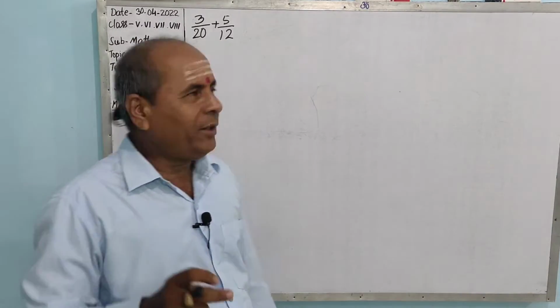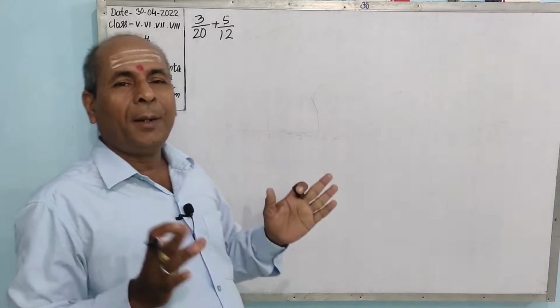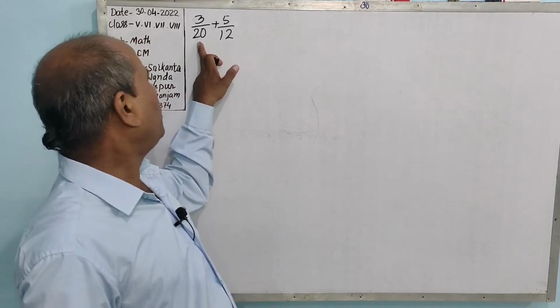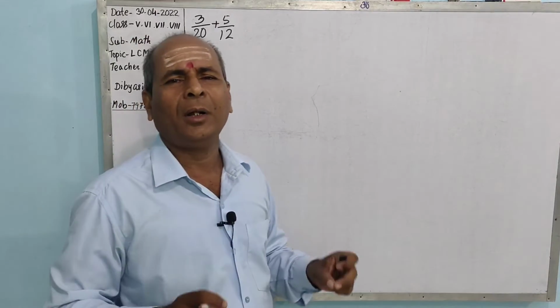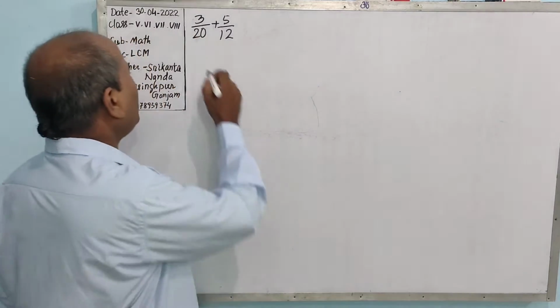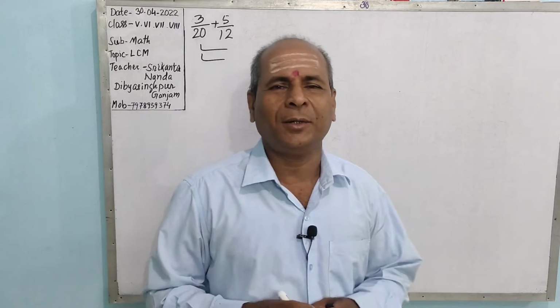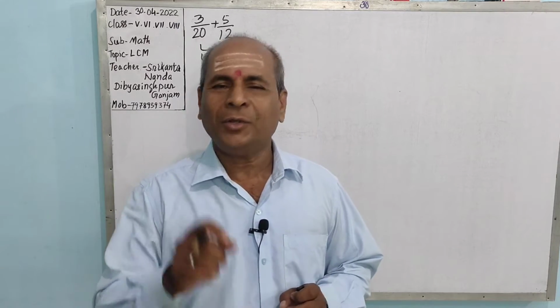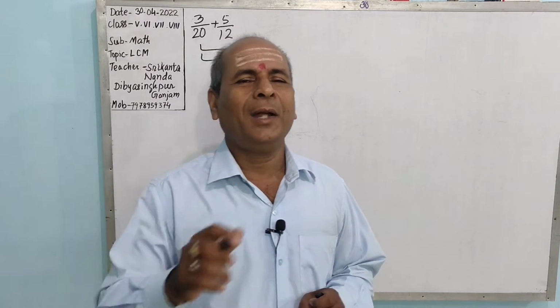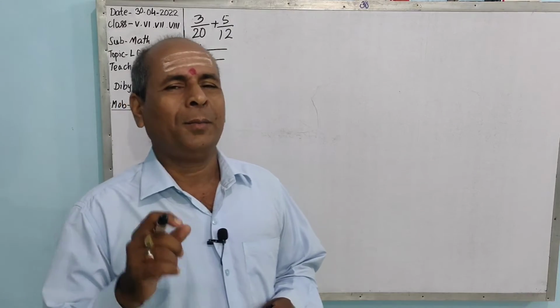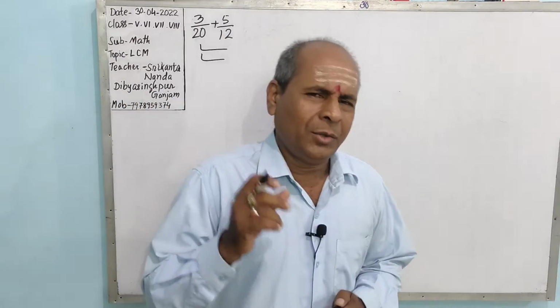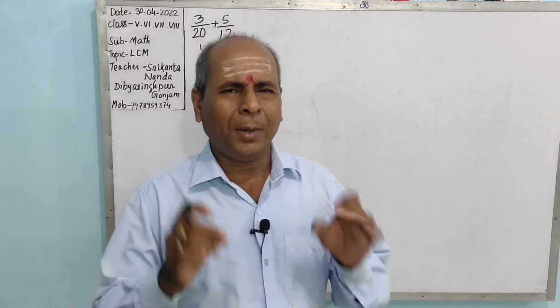Suppose we are to add 3 by 20 and 5 by 12. Here we are to take the LCM of 20 and 12. How could we calculate? We calculate by the factorization method. It is not necessary for us to do factorization and find the factors step by step. So here we will have a discussion first.